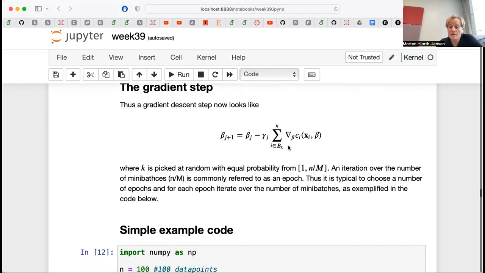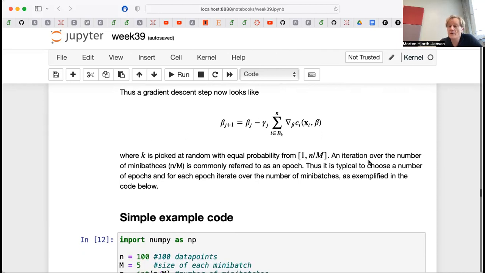Where this k, which you see here, is picked at random with equal probability from the number of batches you have. And an iteration over the number of mini batches is commonly referred to as an epoch. So when you run through all the mini batches, you have one epoch. So that becomes a parameter. The number of batches becomes a parameter, and the number of epochs becomes a parameter. The learning rate is a parameter. If you are using a regularization term, you have another parameter like you had in Ridge and Lasso.